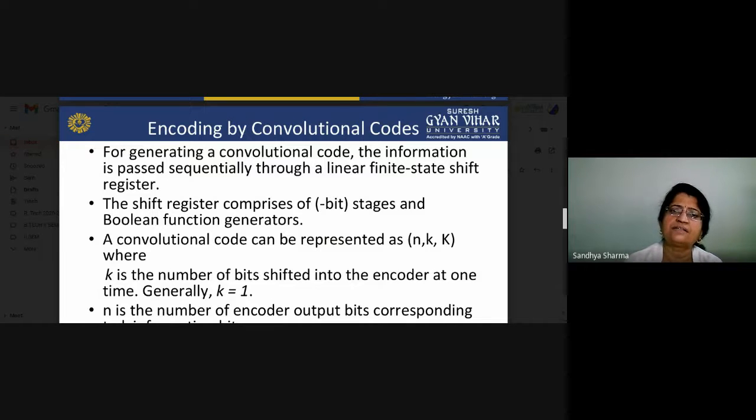We have designed our encoder, and that encoder is made of shift registers. The generators are designed with shift registers, and a convolution code can be represented as (n, k, K). K is the number of bits shifted into the encoder at one time. So at one time, how many places can one bit be shifted? Generally we put that as 1.